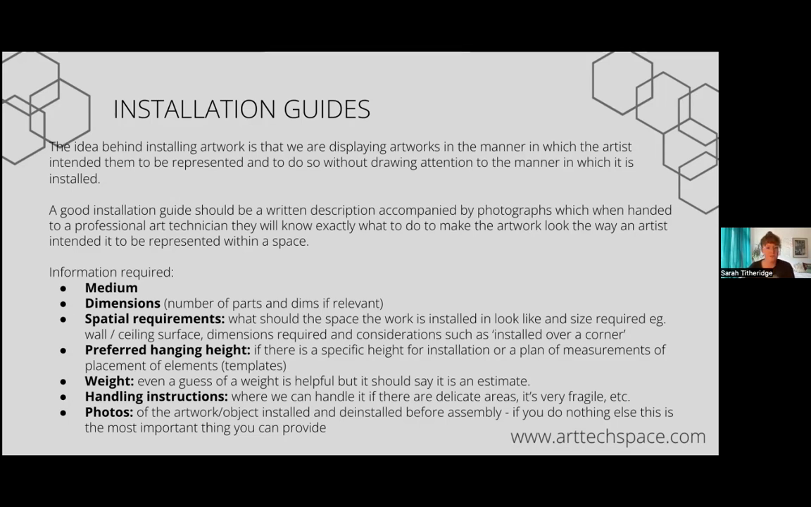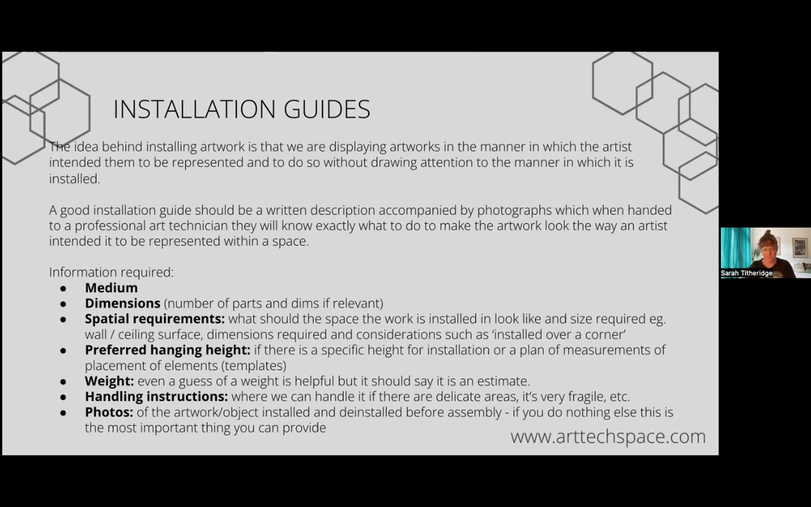So the most important information that we want to cover is the medium, the dimensions, and that includes the number of parts and the dimensions if they're relevant, of course. Any spatial requirements: what should the space the work is installed in look like, and the size required. For example, it should be installed from a wall or a ceiling surface. It needs to fit within a space that is, I don't know, 2 meters squared, which is actually quite massive. And considerations such as it needs to be installed over a corner.